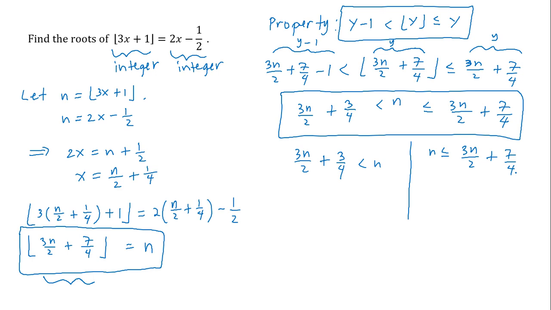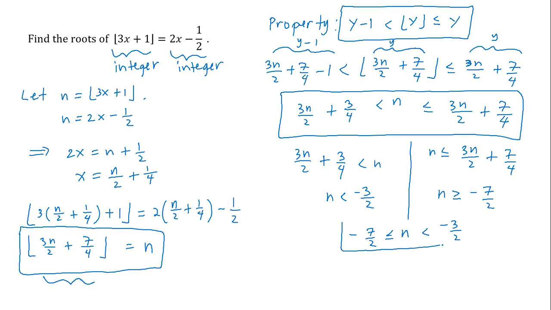Now let's solve for n. For the first inequality, we should get n less than negative 3/2. And for the second inequality, we should get n greater than or equal to negative 7/2. So it is very clear now that n is greater than or equal to negative 7/2, but less than negative 3/2.